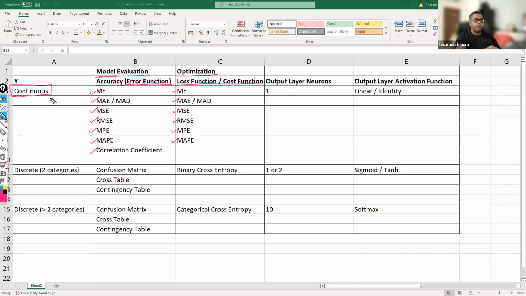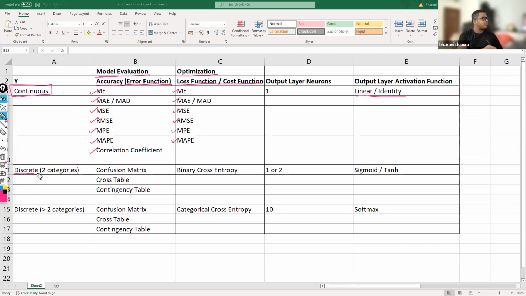When it comes to output variable being continuous, you'll have a single neuron in the output layer. And we use linear or identity activation function. That means you don't apply any activation function. And it will be called as linear or identity function.